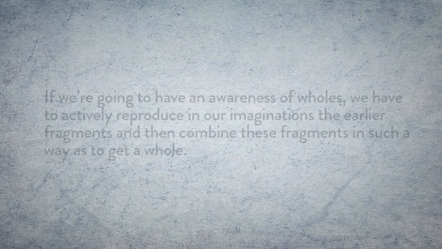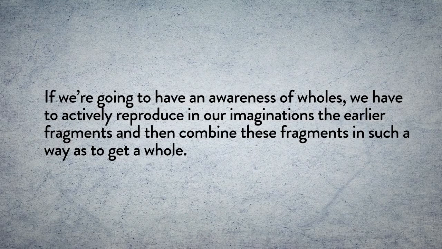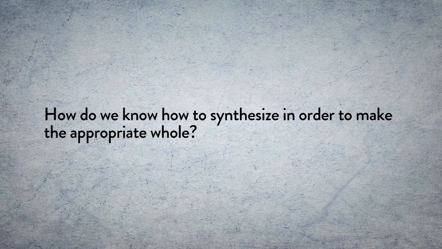If we're going to have an awareness of wholes, we have to actively reproduce in our imaginations the earlier fragments, and then combine these fragments in such a way as to get a whole. And now, how are we able to do this? Out of all the fragments that we experience moment by moment, how do we know which ones to reproduce in our imaginations in order to end up with a certain whole? And how do we know how to synthesize them in order to make the appropriate whole?